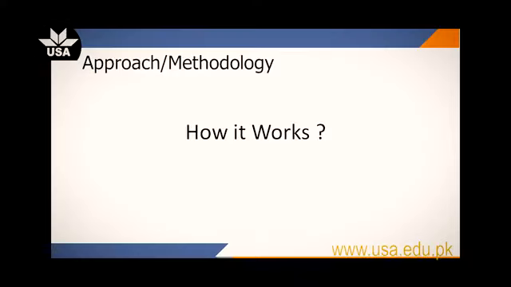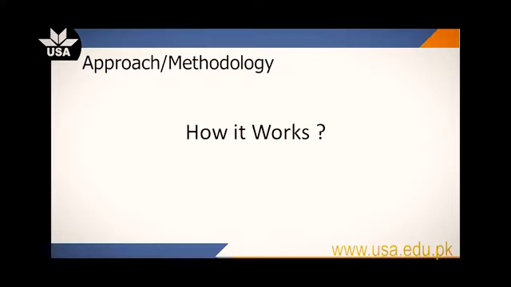Now moving towards the approach and methodology, how it works. This is the main core question of this session. How does the quicksort algorithm work, and how is it different from the previously discussed sorting algorithms? The main difference is that it selects a pivot. It is a pivot based sort. So basically how it works is that it selects a pivot from the pool of elements, or from the unsorted array.